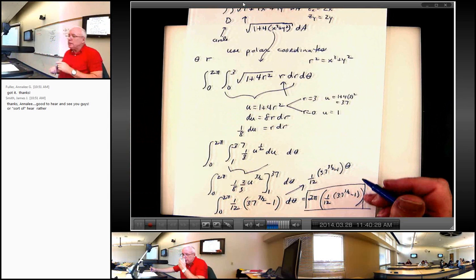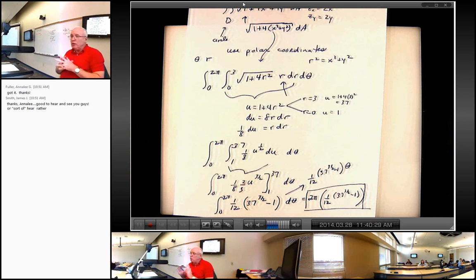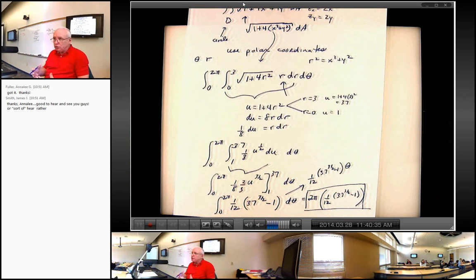So this is certainly something to be aware of for when you can use polar coordinates. When you have circles that you're integrating over, that's usually your big clue that you want to use that.